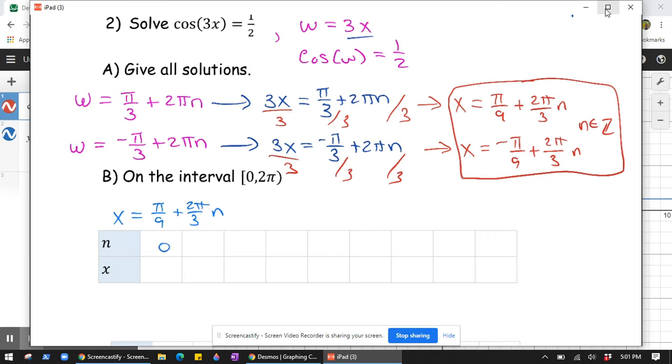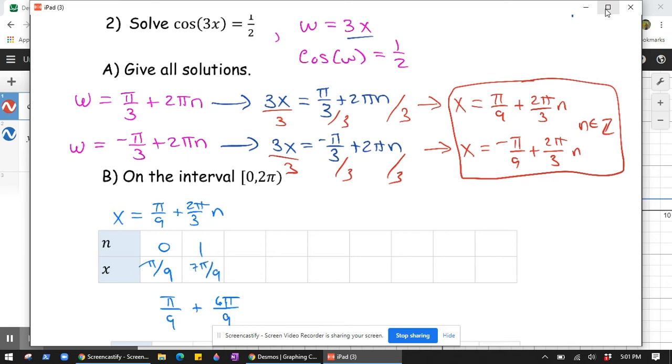So if n is 0, then x is going to be pi over 9. When n is 1, I have to add pi over 9 plus 2 pi over 3 times 1. Just to make the mental math easier, let's describe 2 pi over 3 as 6 pi over 9, right? It's an equivalent fraction. Now, when I times it by 1, it's just 6 pi over 9. So when you add those, you get 7 pi over 9.